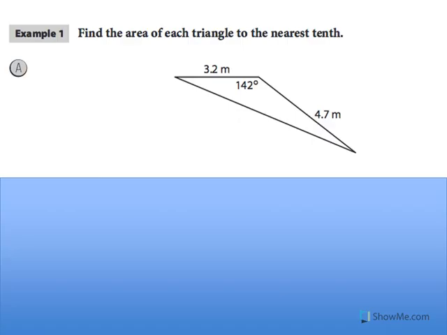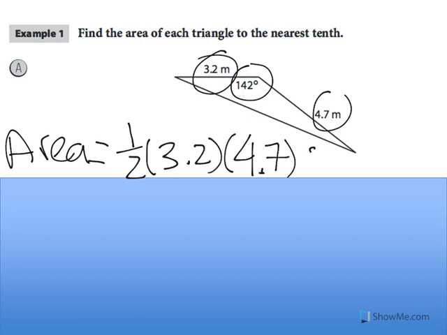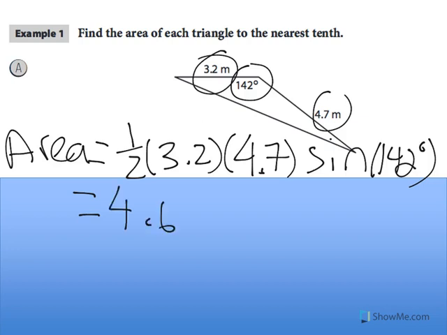Okay, example 1. Find the area of each triangle to the nearest tenth. So we have the two sides and the angle in between them. So we say that the area is equal to 1/2 times 3.2 times 4.7 times sine of 142 degrees. And from there, just use your calculator to work this out. So this gives us 4.63, and its area, so it's meters squared.